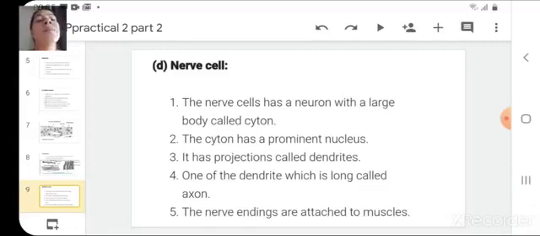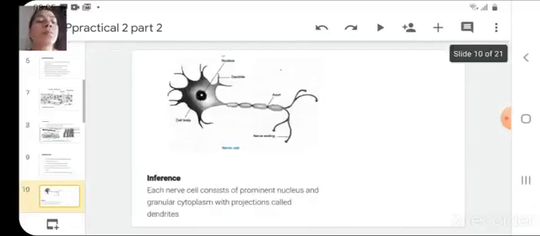The cyton has a prominent nucleus. It has projections called dendrites. One of the dendrites which is long is called axon. The nerve endings are attached to the muscles. Here is a diagram of a neuron.